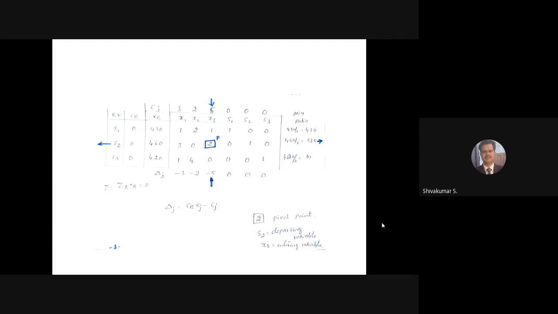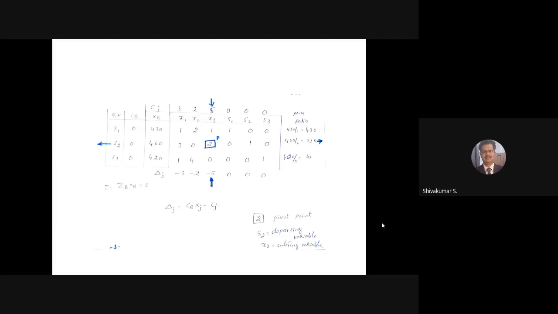Okay. So remember, you have the same table, right? For the same table, you have to find the value of delta J. Delta J is equal to CB into XJ minus CJ. Now check the first column value. XJ for the first column is nothing but X1. I'll tell you how you get minus 3. It is 0 into 1 plus 0 into 3 plus 0 into 1 minus Cj, that is minus 3. I've got minus 3 now.